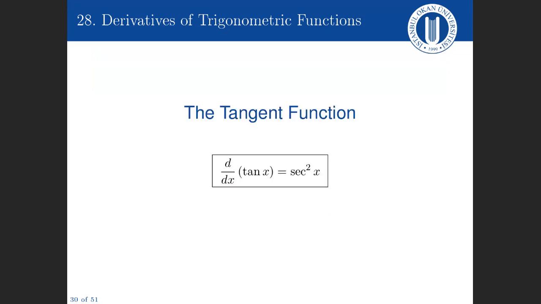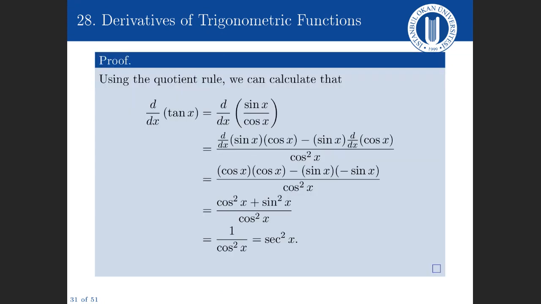The tangent function. The derivative of tan is equal to sec squared. Sec, you will recall, means 1 divided by cos. I'm going to prove this. I'm going to prove this using the quotient rule.